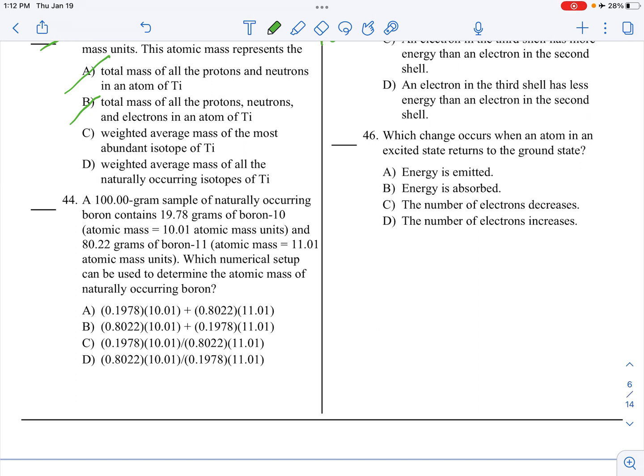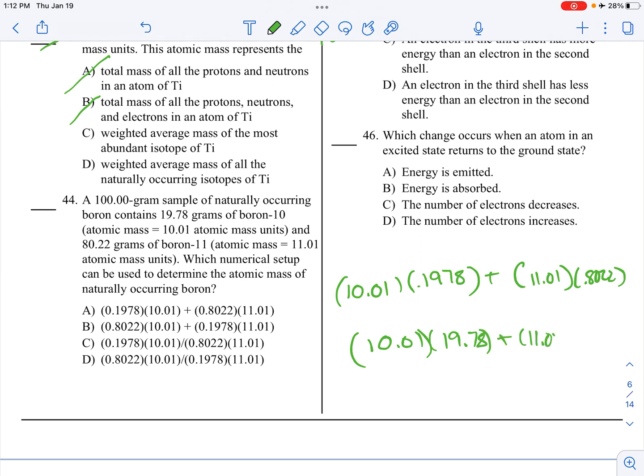A 100-gram sample of naturally occurring boron contains blah, blah, blah. Okay, what is the atomic mass of naturally occurring boron? Okay, so we take 10.01 and it is 19. So out of a 100-gram sample, this would be 19.78%. So they're going to want to do this. And then this is 11.01, and then we're going to do this. You could also have done this.